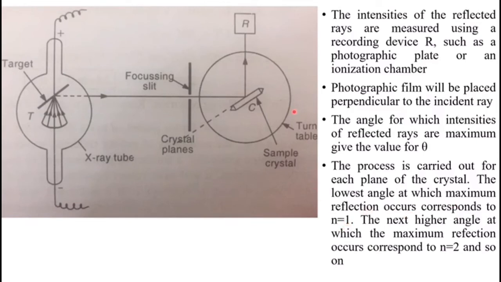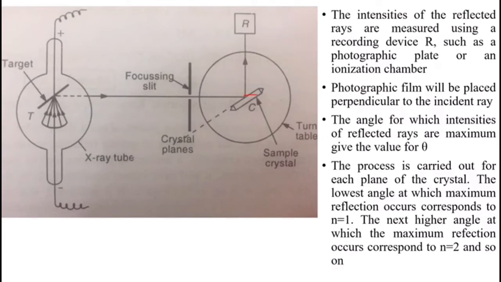So we will be calculating the angle of reflection and which angle gives a maximum intensity with lowest angle. The lowest angle at which maximum reflection occurs corresponds to n equal to 1. The next higher angle at which maximum reflection occurs corresponds to n equal to 2, and so on. So here we will find out the angle of reflection.